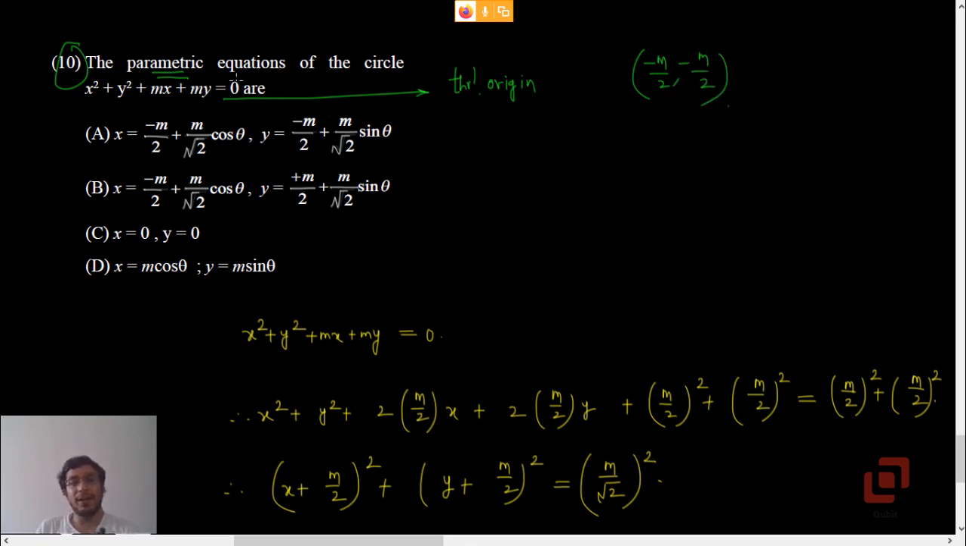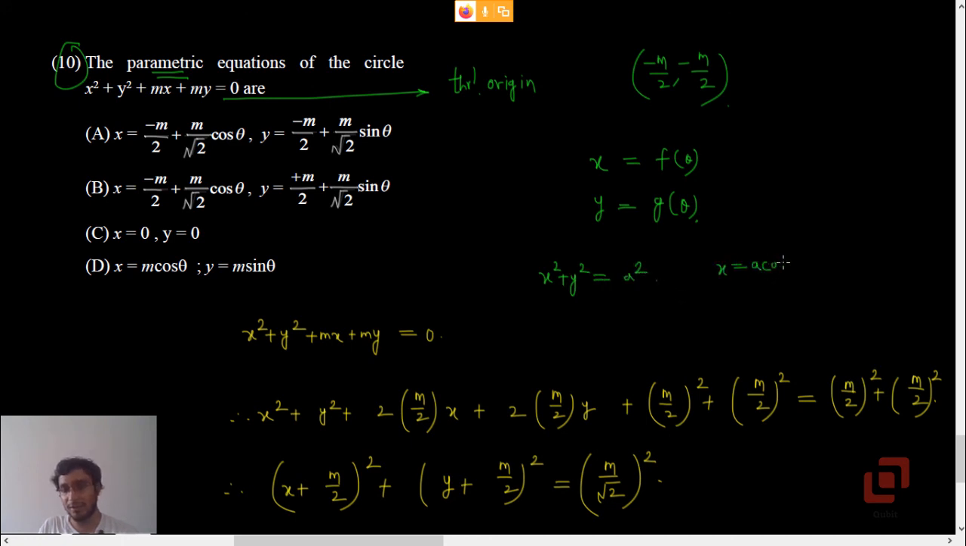What does it mean to find the parametric equations of the circle? It means you should express both x and y in terms of a new parameter, let's call it theta. Okay, even in the parametric differentiation you do the same thing. Alright, now the parametric equations of this circle are very easy to find.